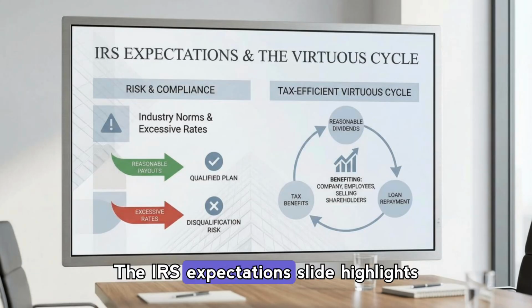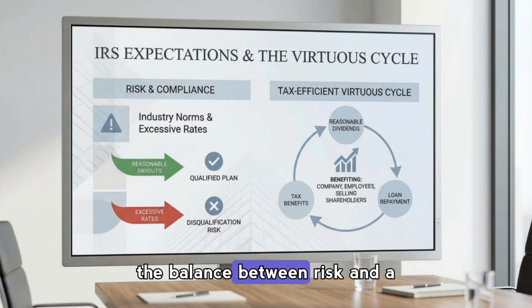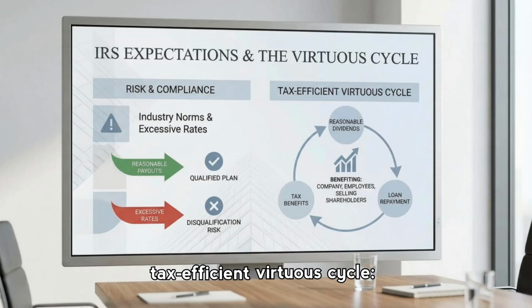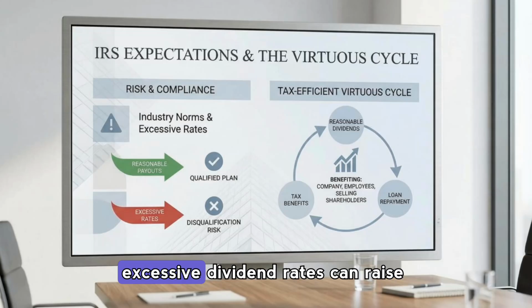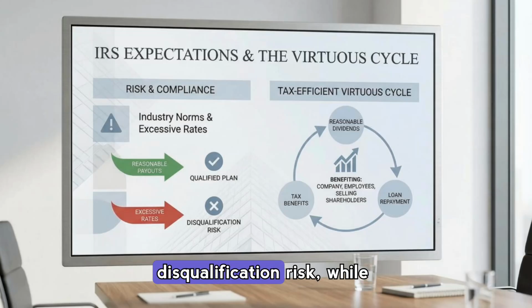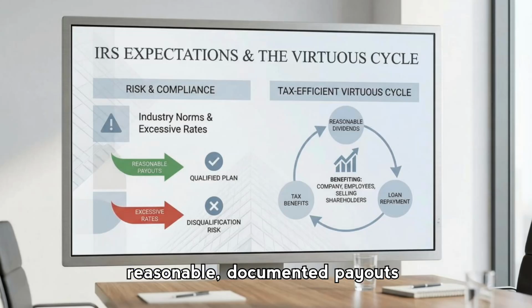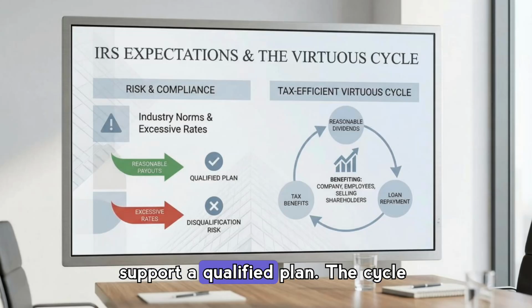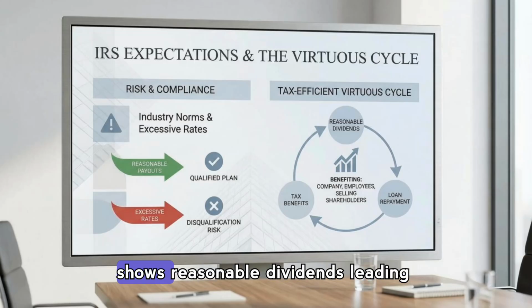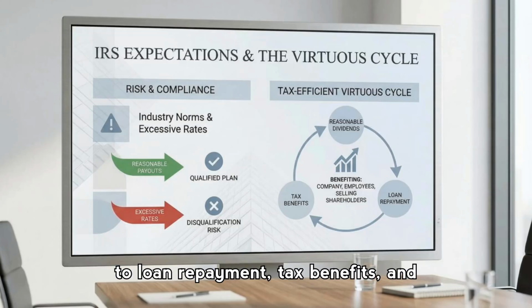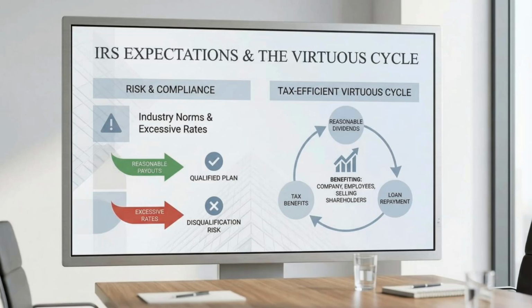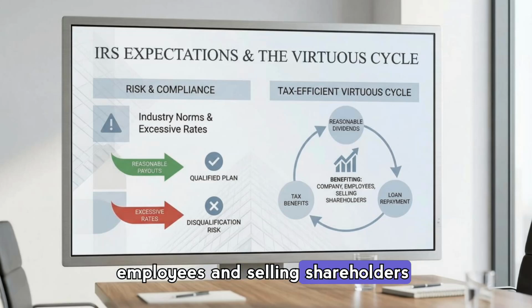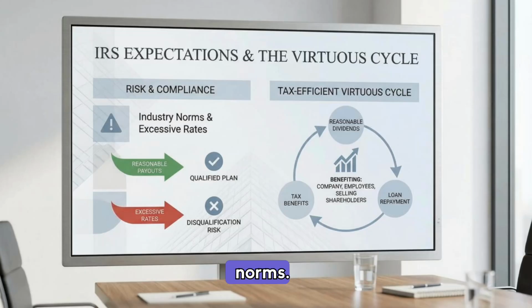The IRS expectations slide highlights the balance between risk and a tax-efficient virtuous cycle. Excessive dividend rates can raise disqualification risk, while reasonable, documented payouts support a qualified plan. The cycle shows reasonable dividends, leading to loan repayment, tax benefits, and broader benefit for company, employees, and selling shareholders when managed within compliance norms.